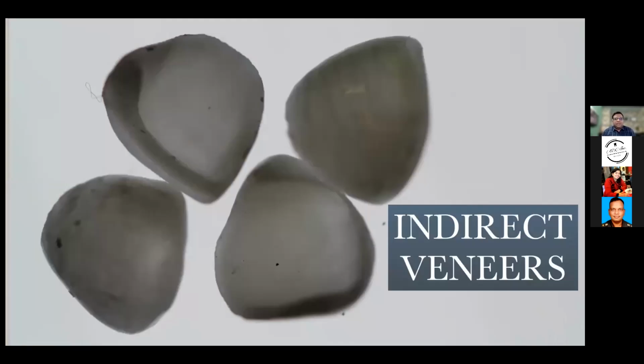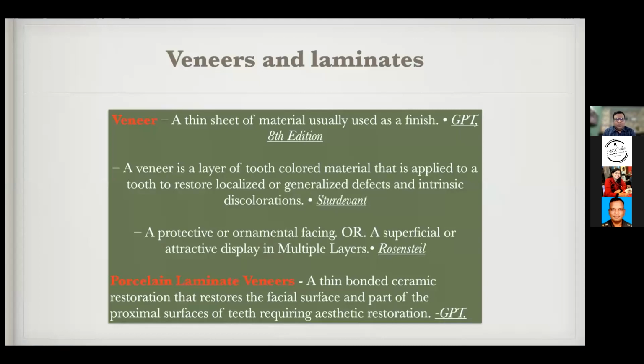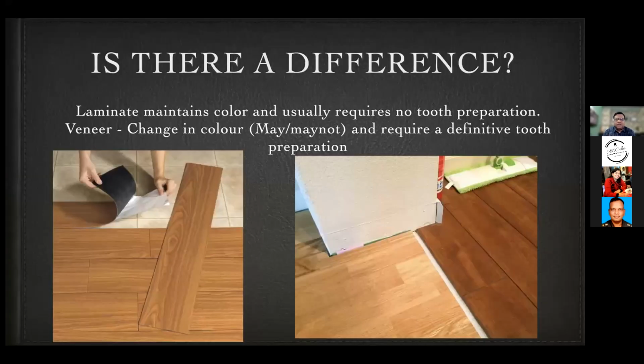Now, frankly, veneers and laminates, if you look at the definitions, are used interchangeably. But the thin difference is that a laminate maintains color and usually does not require any prep, whereas a veneer can change a color and also change the structure overall of a tooth. That's the mild difference between a laminate and a veneer. It's like putting a veneer on wood versus putting Decolam on wood. Decolam is a laminate, whereas a veneer is something you polish on top of. So a veneer can actually change the final texture, whereas a laminate maintains the color and cannot change the texture too much.